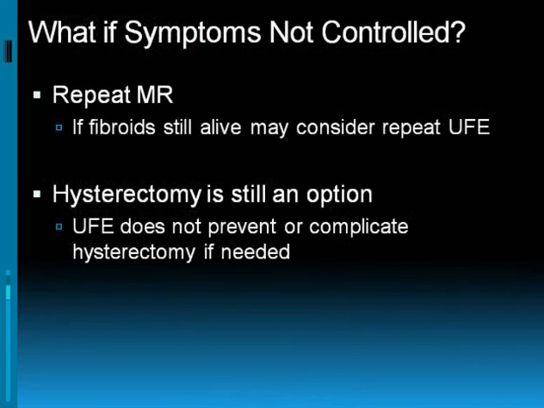So what if the symptoms are not controlled? Well, the first thing we would do is get a repeat MR scan to see if the fibroids are still alive, because there are other potential alternate blood supplies to the fibroid, and one of the most common is what we call an ovarian artery that normally would supply the ovaries, but can also supply the uterus. And in some instances, that can be enough to keep the fibroids alive.